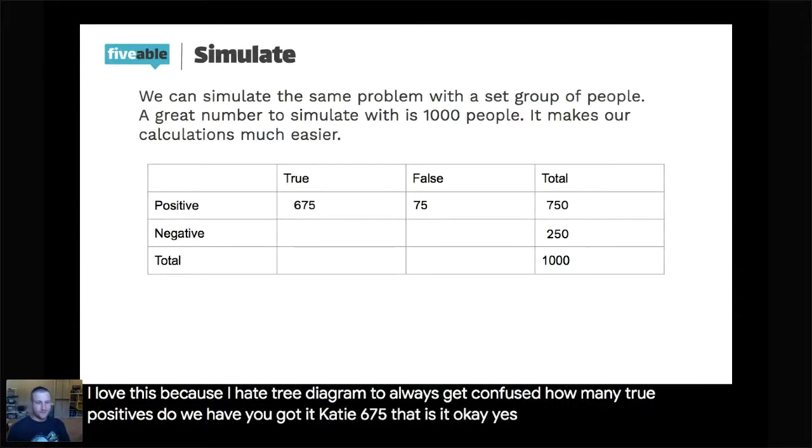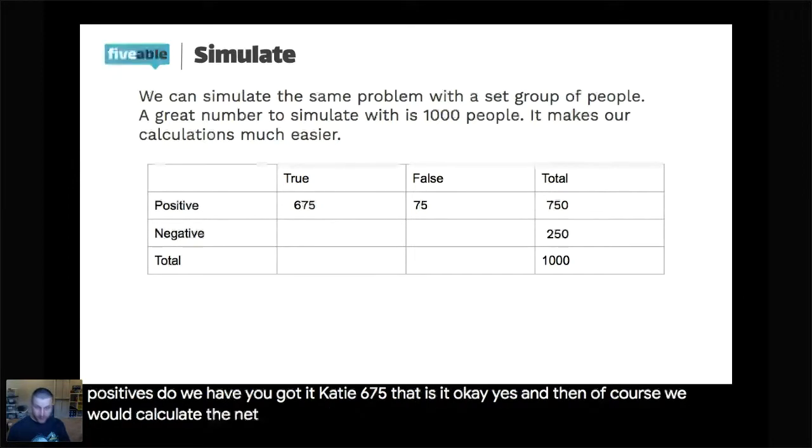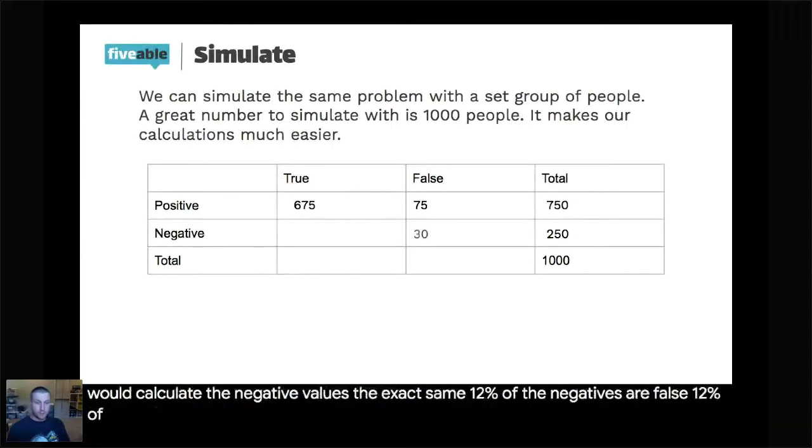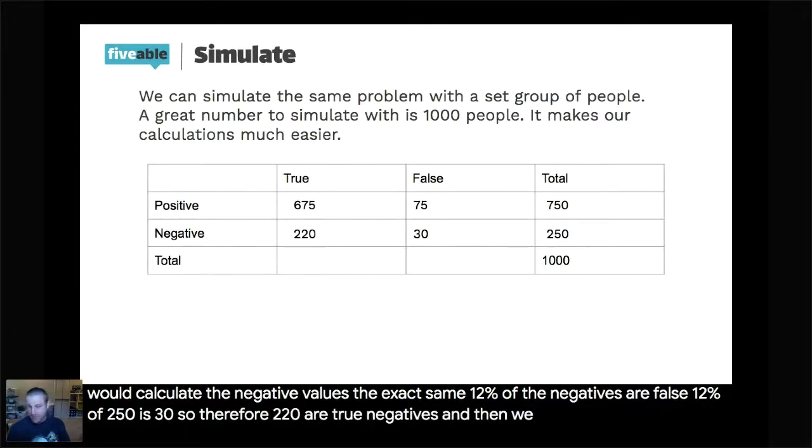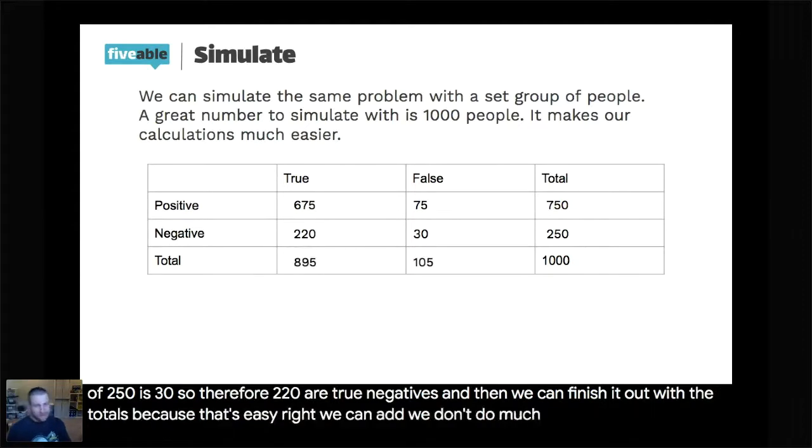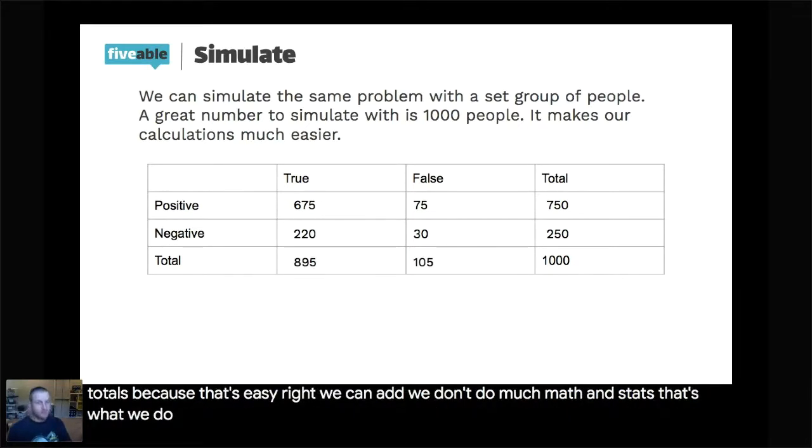And then, of course, we would calculate the negative values the exact same. 12% of the negatives are false. 12% of 250 is 30. So therefore, 220 are true negatives. And then we can finish it out with the totals because that's easy, right? We can add. We don't do much math in stats, but we still do some math.